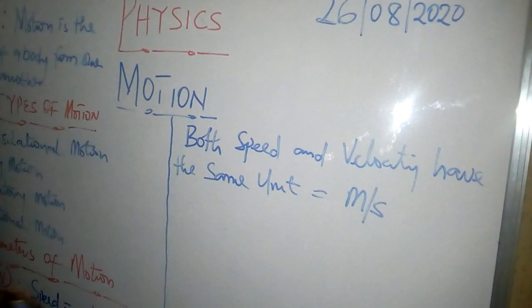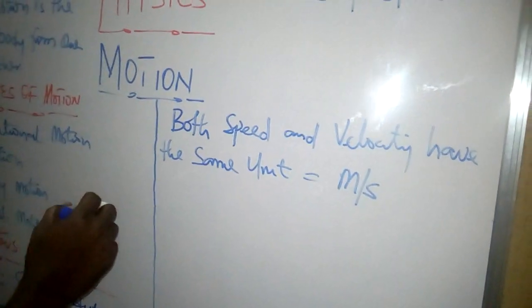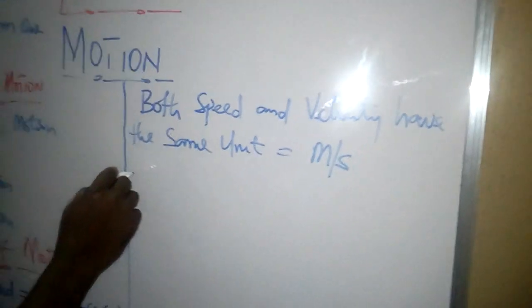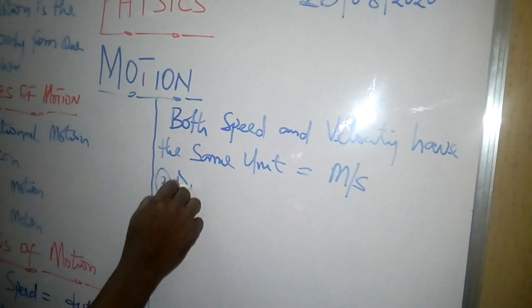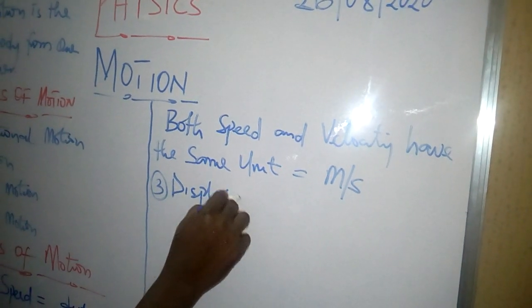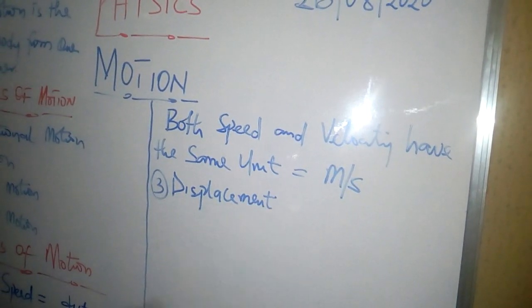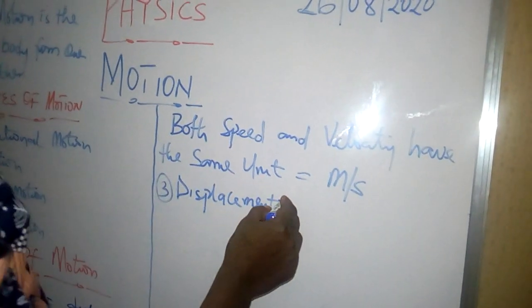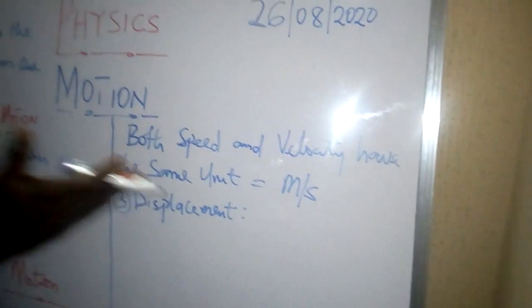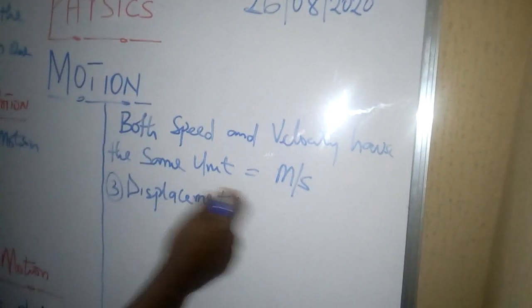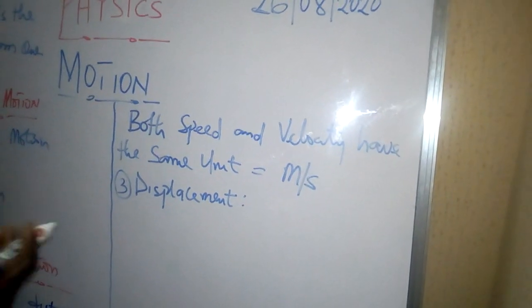Then displacement. Displacement is another thing used in measuring motion. Displacement is another vector quantity. It is defined as a movement in a specified direction. It's a vector quantity like velocity.